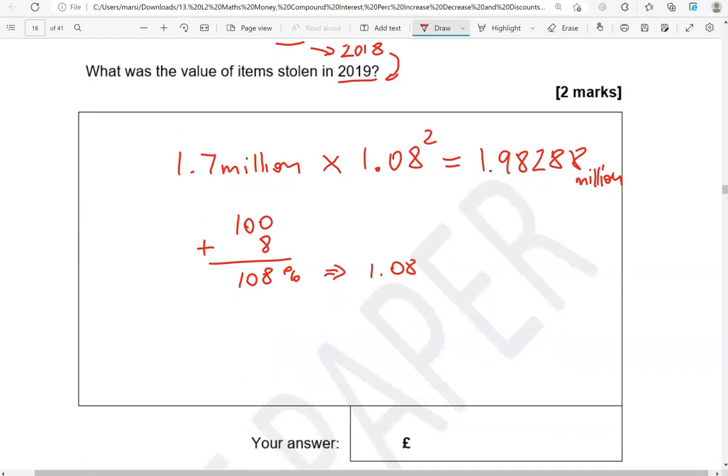So what I'm going to do now is write this in digits. So 1 million, we know that has 6 digits after. So if I write the 1, I know I need 1, 2, 3, 4, 5, 6 digits after. So after the 1 we have the 9, then we have 8, 2, 8, 8, and a gap there which we're going to fill with a 0. So this is £1,982,880.